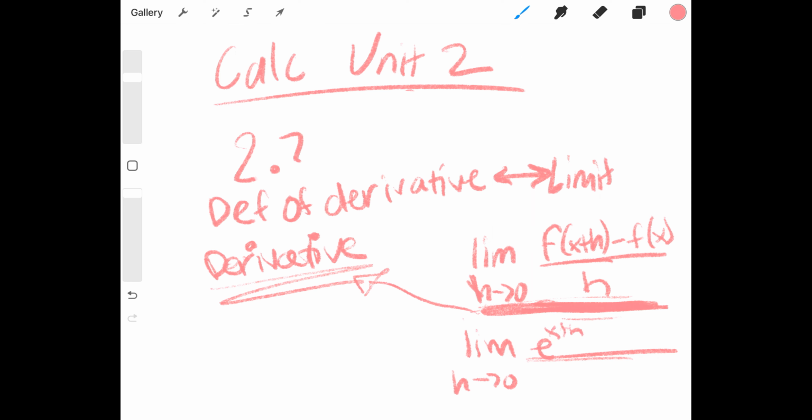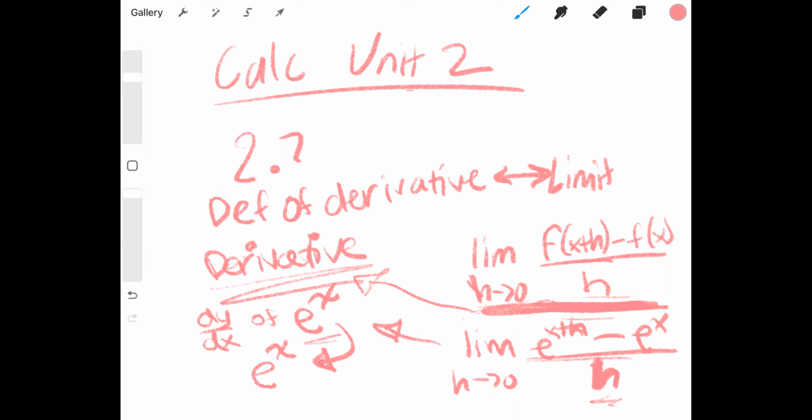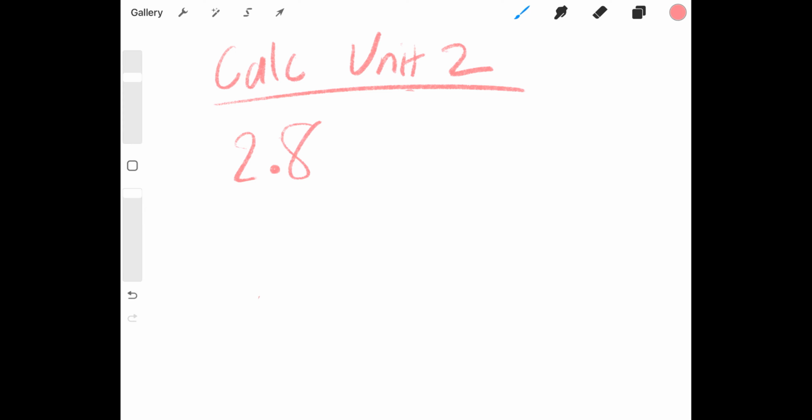Like let's say you have a limit of e to the x plus h minus e to the x, divided by h, right? And they just give it to you as a limit. They don't say what's the derivative of e to the x. Well, since you can recognize that this is the definition of a derivative, instead of doing this whole process, you can just find the derivative of e to the x. And as you memorized, or should have, the derivative of e to the x is e to the x. There you go.